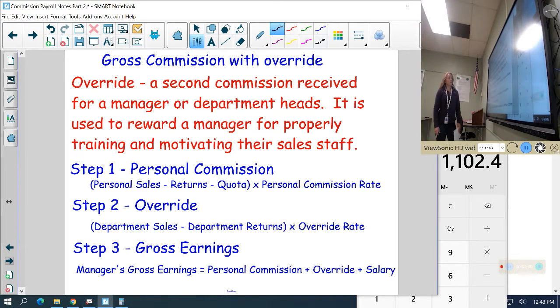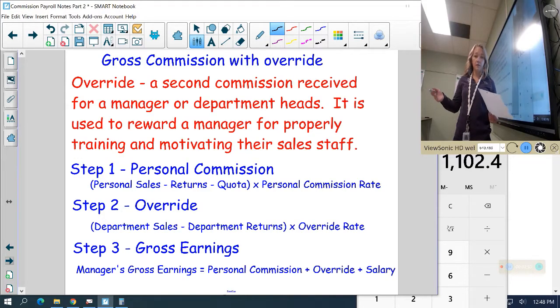Gross commission with an override. Now, an override is a second commission that is received for a manager or department head. It is used to reward a manager for properly training and motivating their sales staff. So if you're a manager of a department store, maybe you work at Dick's Sporting Goods and you are the manager of the golf section or basketball, and you have a couple employees, you might get a bonus for what they sell because you train and you help them sell things properly. So that's called a commission and override.